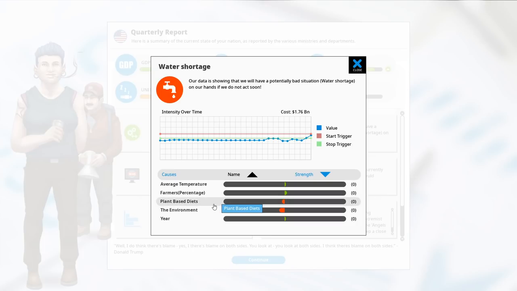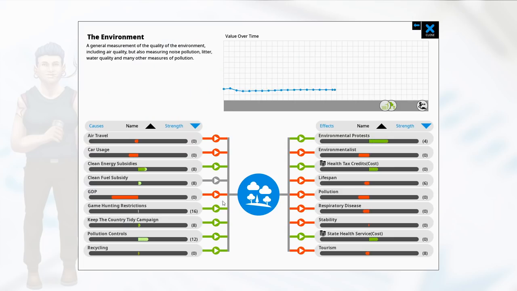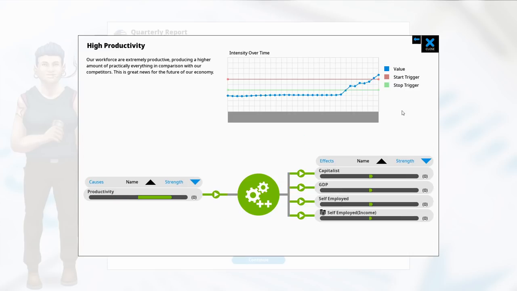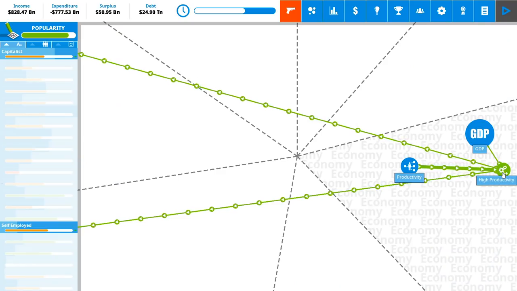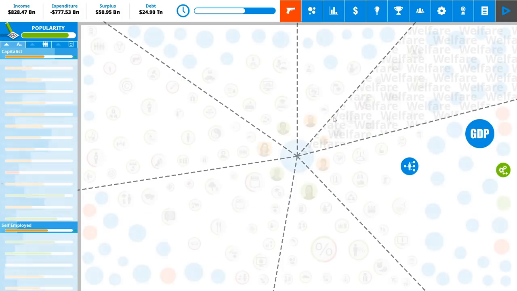Okay, what we need to sort that out is... This is something to do with too many cows and ranches and whatever. So, okay, if we got more people who were vegetarian or we just improved the environment. Okay, we need to improve the environment a bit more. Oh, and my productivity is now super high because I've made everyone healthy and happy because, yes, go me. And that's cheering up the capitalists and the self-employed. So my popularity is now nearly 100%.